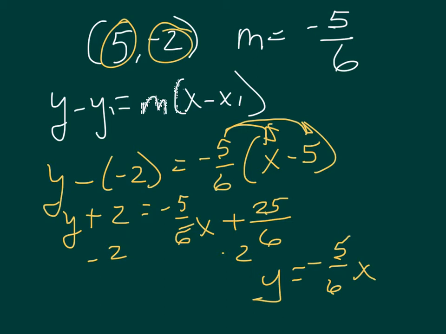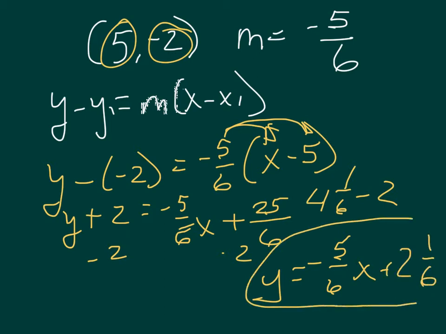Minus 2 gives me 2 and 1/6. There's my answer right there. It's in slope-intercept form, and I'm good to go. All right, so that's parallel lines. About perpendicular lines.